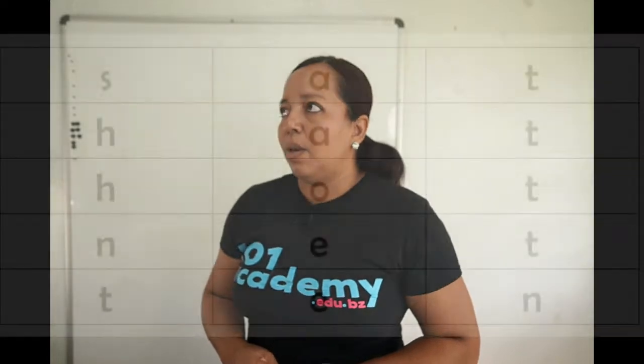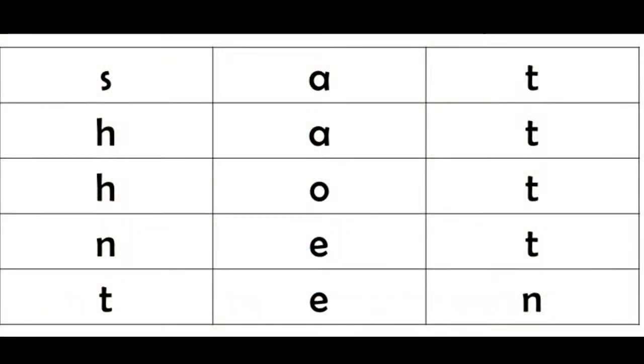Can you find your letter S for me? Find your letter S. Find your letter A. We want letter S, letter A, and letter T. Those three letters. All right, place them together. And that word there, let's sound them out together. We have S, A, and T.